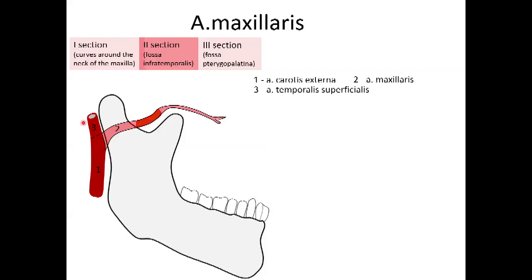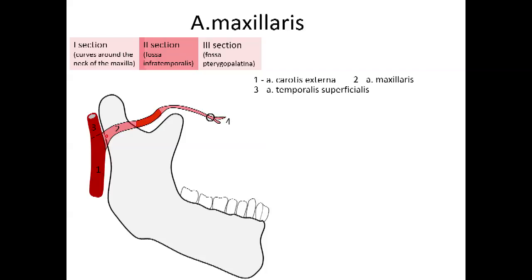To distinguish all the details, number 3 is arteria temporalis superficialis. Again, arteria temporalis superficialis and arteria carotis externa are prolongations of each other, and arteria maxillaris is at a perpendicular angle, a right angle, to the external carotid artery.